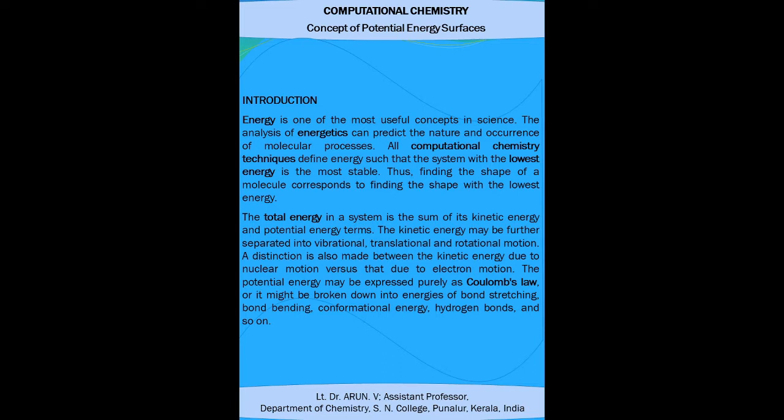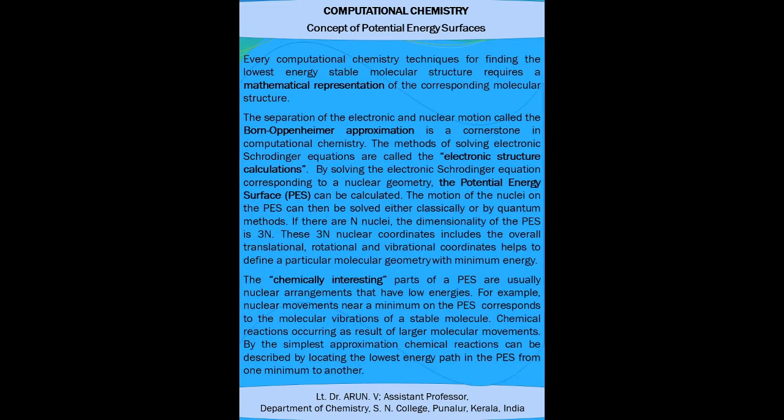The potential energy may be expressed purely by Coulomb's law, or it might be broken down into energies of bond stretching, bond bending, conformation energy, hydrogen bond and so on. Every computational chemistry technique for finding the lowest energy stable molecular structure requires a mathematical representation of the corresponding molecular structure.